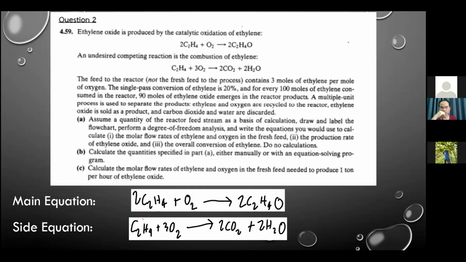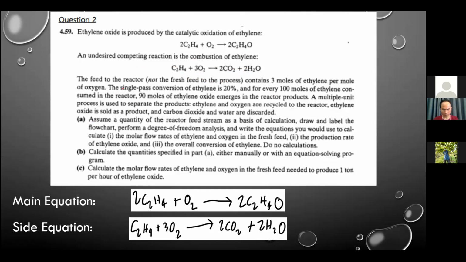For question number two, ethylene oxide is produced by the catalytic oxidation of ethylene with the balanced equation of 2C2H4 plus O2, and the product will be 2C2H4O. And then an undesired competing reaction is the combustion of ethylene. We have here the chemical balanced equation of C2H4 plus 3O2 yielding 2CO2 plus 2H2O.